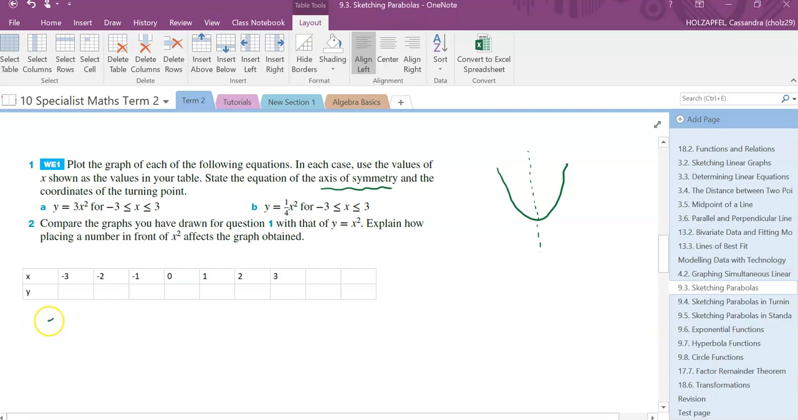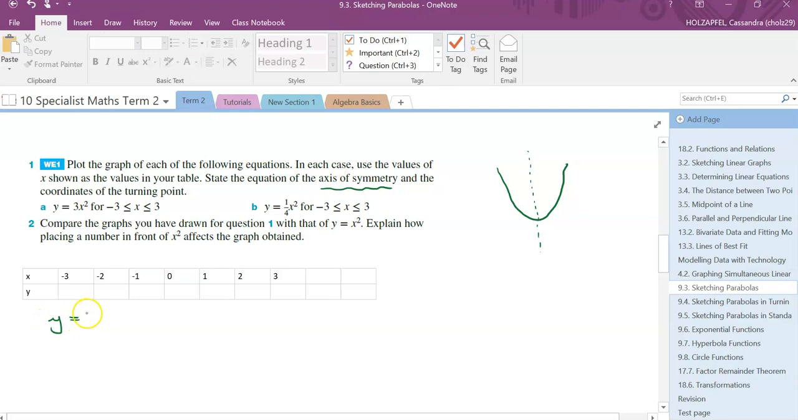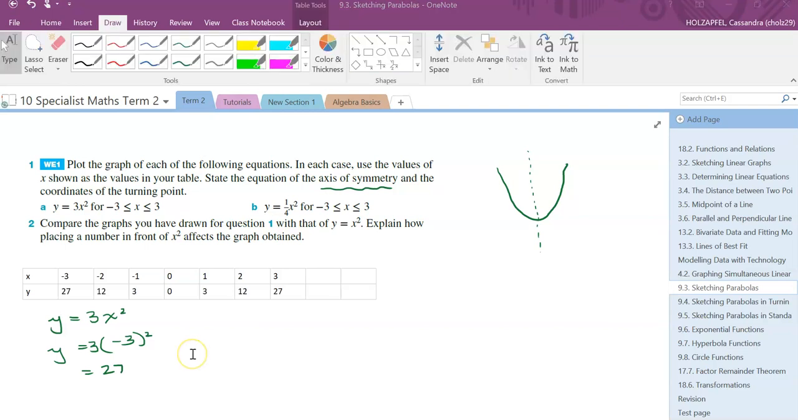So first things first, we're going to start off by writing our formula. So y is equal to 3x squared. Next, we're going to substitute in our first value, which is going to be negative 3. Negative 3 squared is 9. 9 times 3 makes 27. So then I would go ahead and fill out the value 27 here. So I'm going to do that for every single one of these x values to get my y coordinates. All right, so I've gone ahead now and I've finished filling out that table.